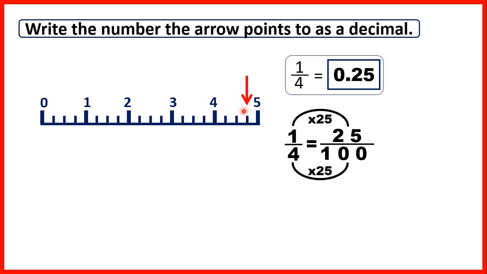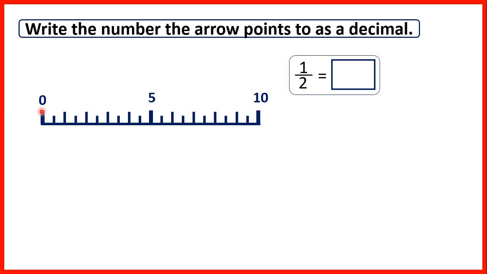And finally we have something that's 3/4 after 4. Now 3/4 is 0.75 because 3 times 25 is 75, and it's after 4, so that's 4.75.